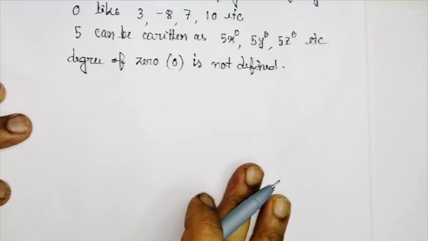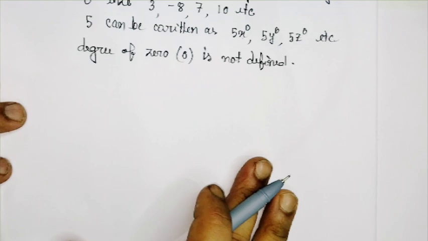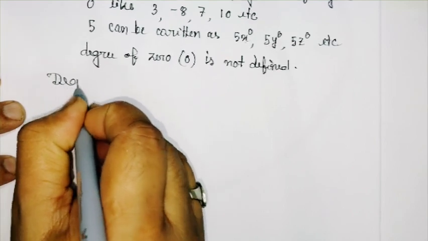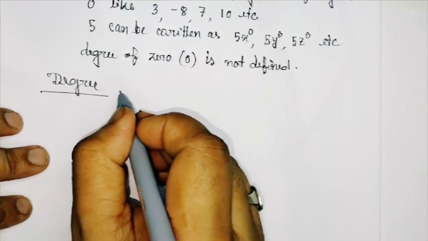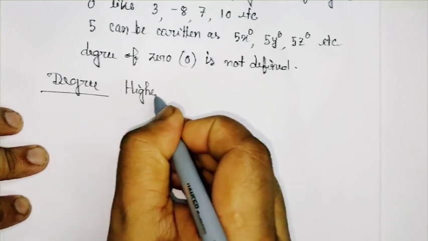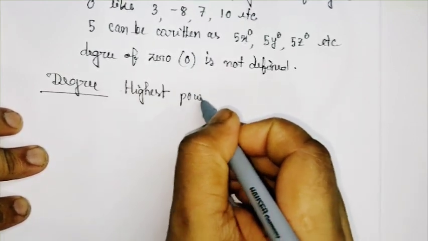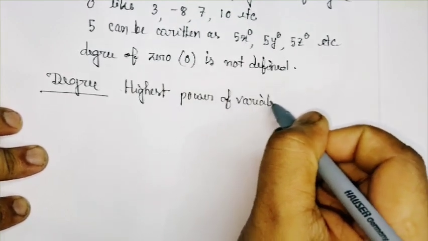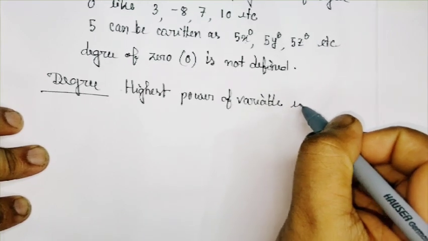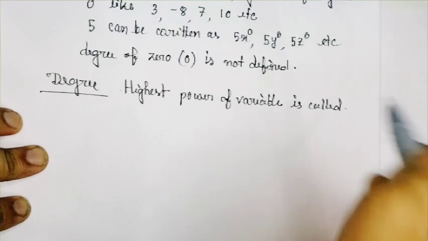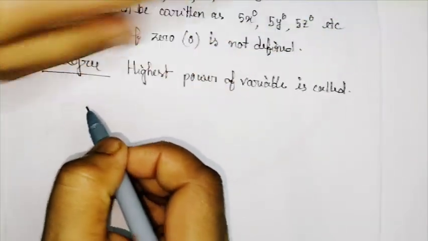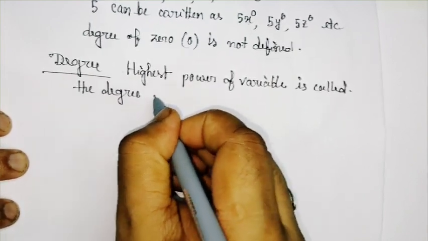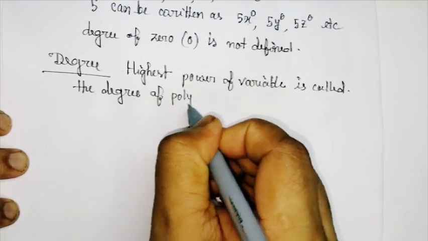Okay, next, degree. The highest power of the variable is called the degree of the polynomial.